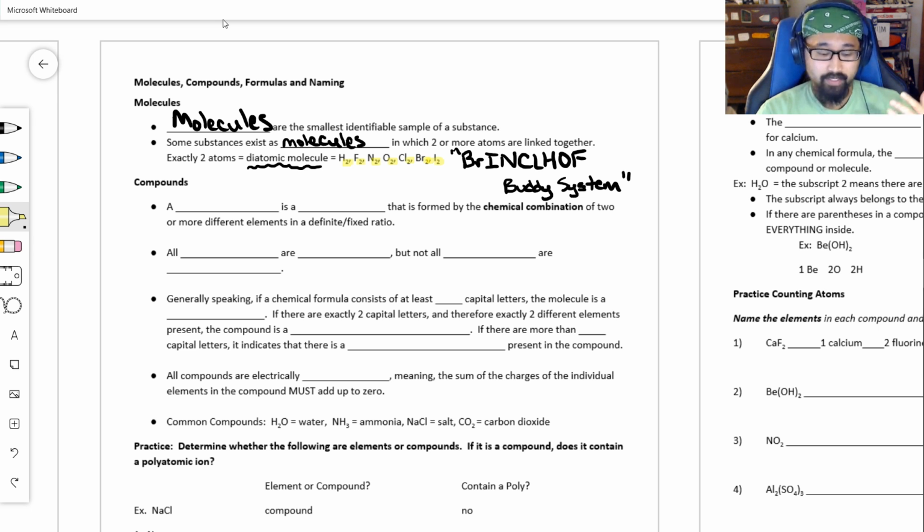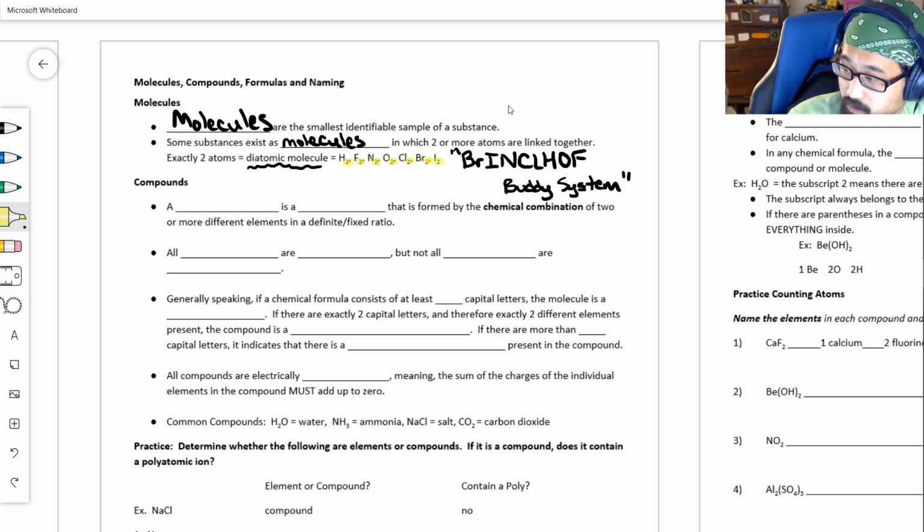Now, I bring that up because it's occasionally a very specific question. Which of the following elements forms a diatomic molecule? You will have to look for one of these seven. Brinkelhoff buddy system. Try to remember it. This is actually one of the few times I will ask you to remember something, so please try to remember it. Most of the stuff is in your reference table. Brinkelhoff buddy system is not on your reference table, right? It's my little thing for molecules. We'll move on to compounds a little lower.